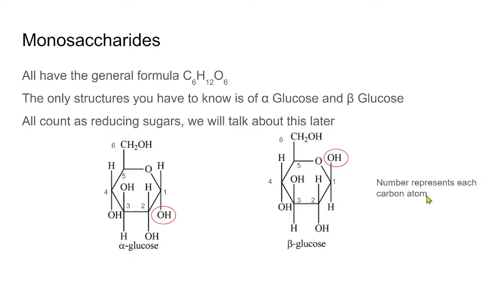You also have to see these numbers written around them. They are your labeling of your carbon. Each point on this hexagon is a carbon other than this oxygen, and then you've got this additional carbon up here to make your 6. Any questions about that? No.